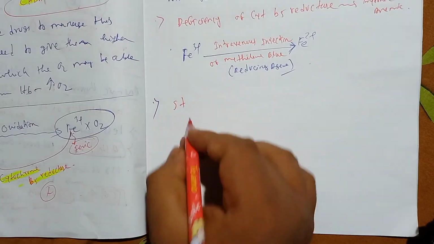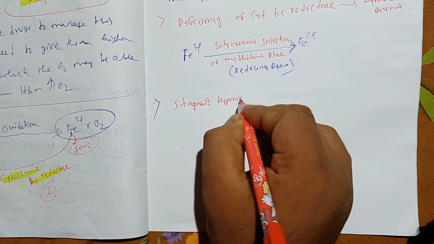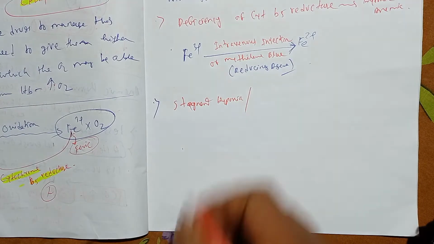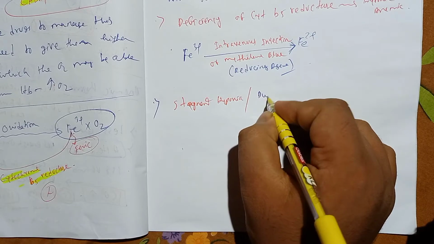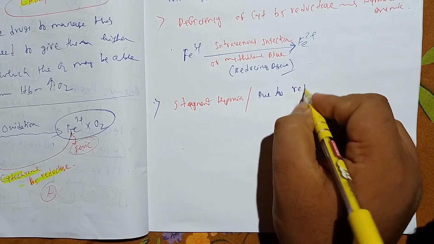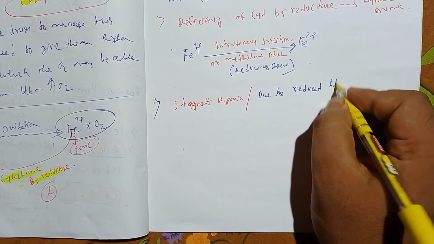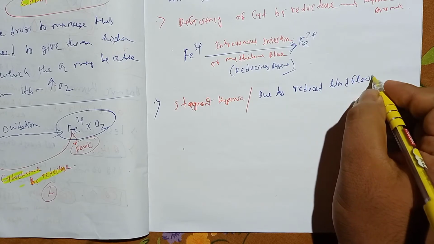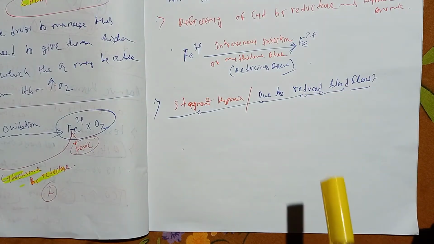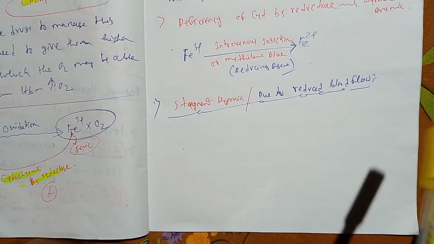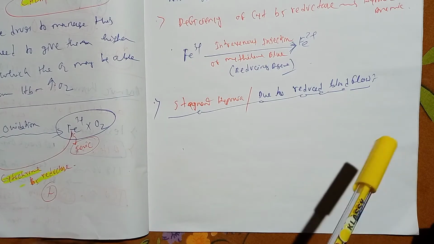Another term for it is stagnant hypoxia. So what is stagnant hypoxia? Stagnant hypoxia takes place due to reduced blood flow. And of course, if there is reduced blood flow, less oxygen will be delivered to the cells. As a result, the ultimate outcome is the same: less ATP, and there will be no oxidative phosphorylation.